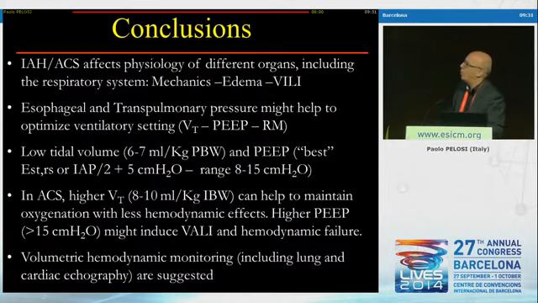So to conclude, intra-abdominal hypertension, or even more abdominal compartment syndrome, markedly affects the physiology of different organs and mainly the respiratory system in terms of mechanics. I showed you the effects on the airway pressure and chest wall, the edema and ventilator-induced lung injury. Esophageal and transpulmonary pressure might help to optimize the ventilatory setting in these patients.